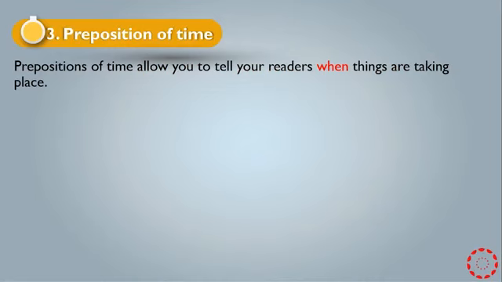The second type of preposition we have is prepositions of time. What are the prepositions of time? Prepositions of time allow you to tell your readers when things are taking place. So it helps the readers to know when something is happening.